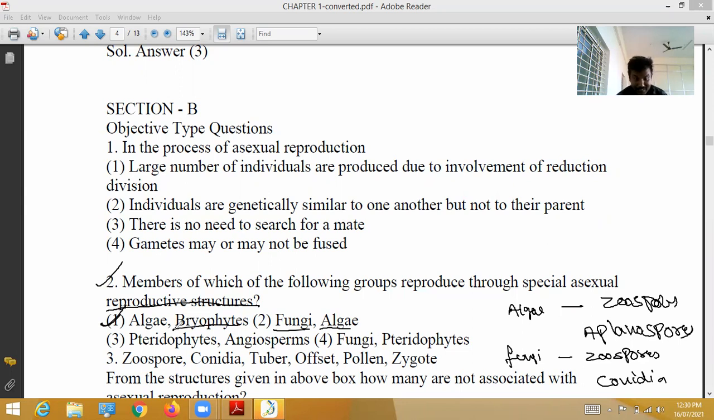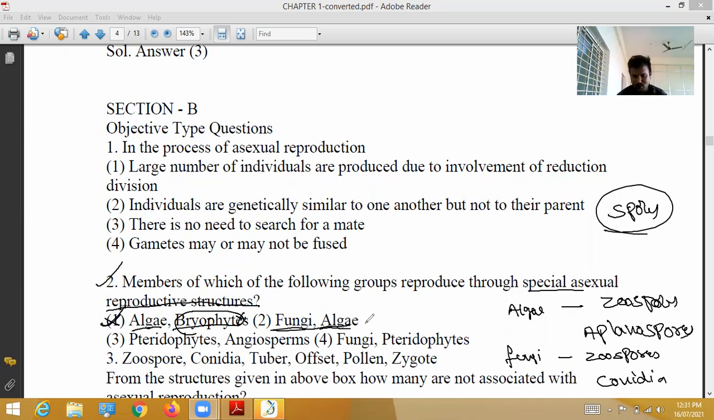See here, bryophytes are not reproduced by special asexual reproductive structures. Bryophytes are reproduced by spores. So option 1 is wrong. They have asked which groups of members reproduce through special asexual reproductive structures. Algae reproduce through asexual reproductive structures, but not bryophytes. Bryophytes are reproduced by spores. So option 1 is wrong. Option 2, did you say the answer? Second question, option 2 is correct.